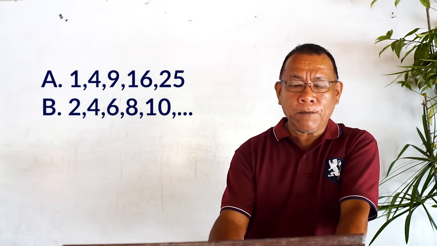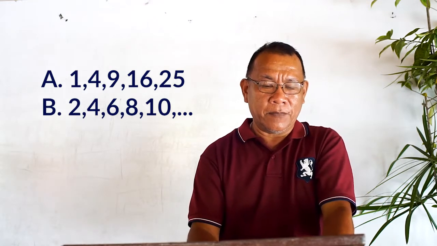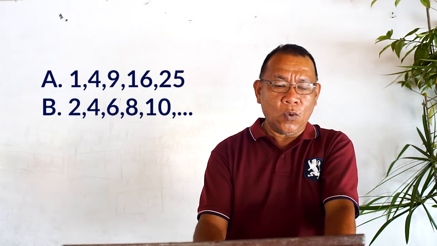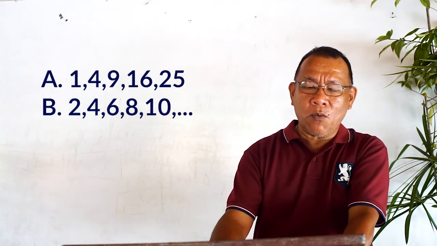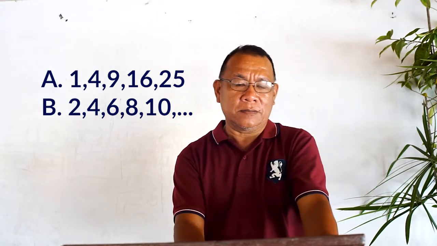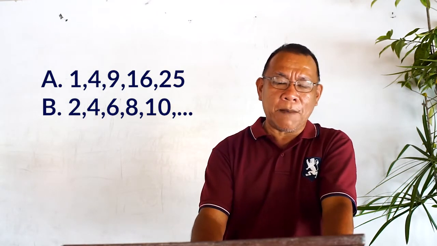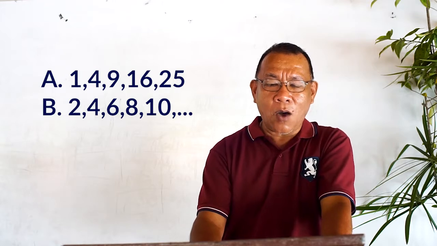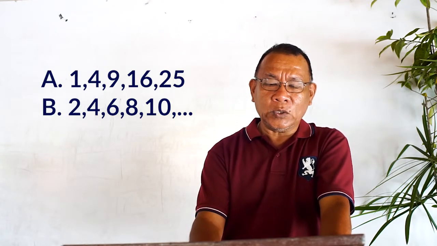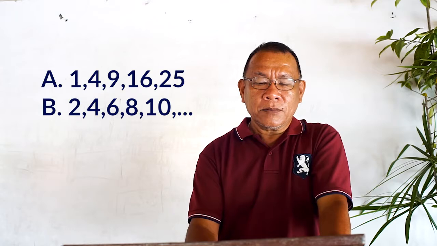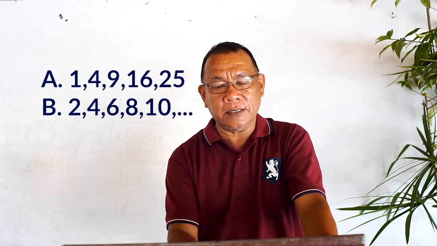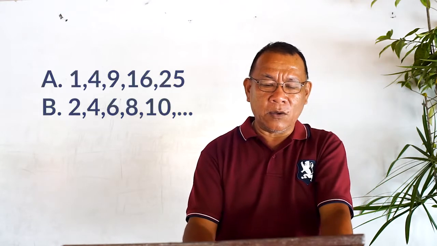So, for example, we have the sequence and rule. Example number 1: 1, 4, 9, 16, 25. And we have another example, 2, 4, 6, 8, 10. Okay, what is the rule? The rule in example number 1 is squaring the counting numbers 1 to 5. Then the rule in example number 2: every term after the first is obtained by adding 2 to the preceding one.